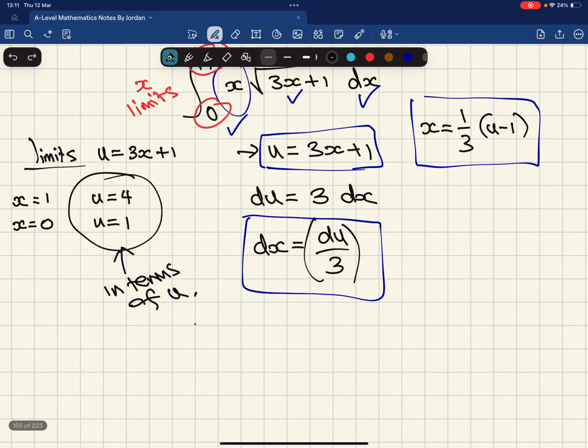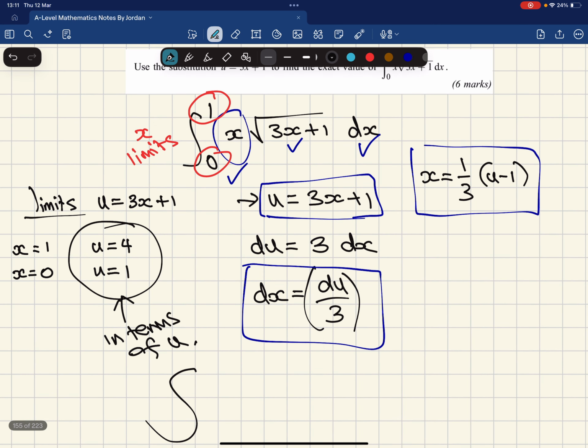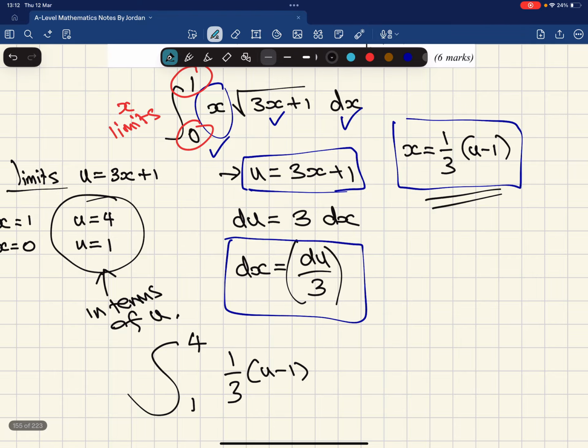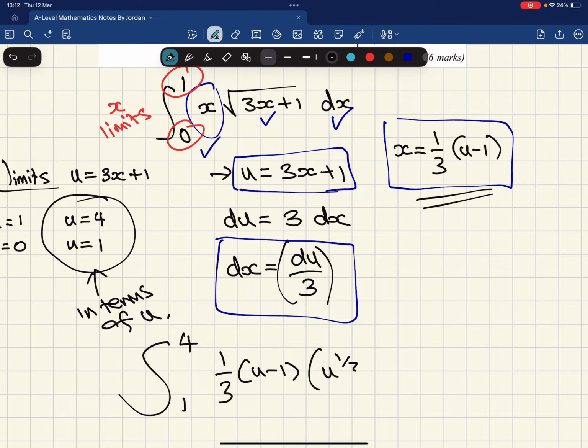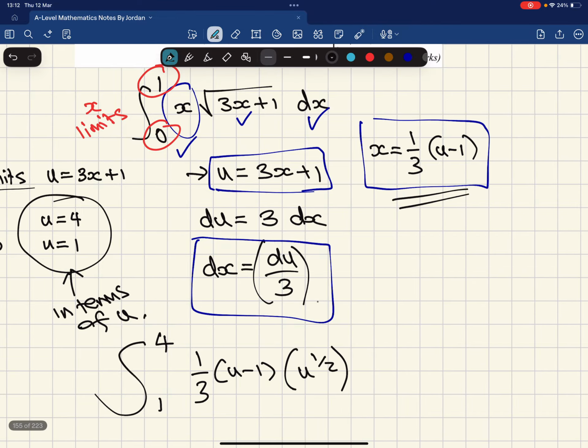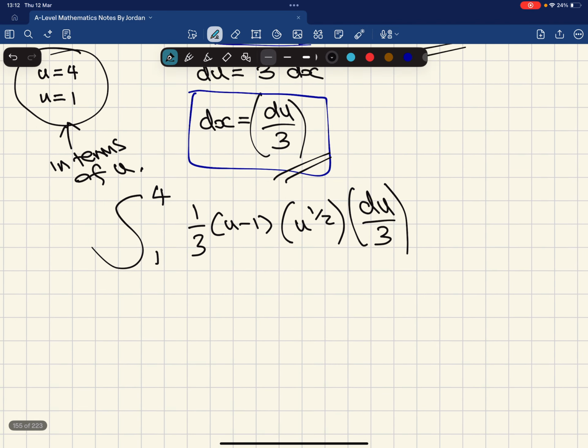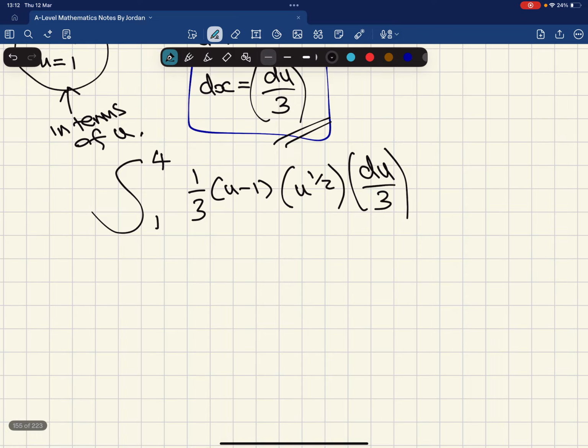Okay, so we're now substituting into this. So first thing, let's change the limits, which are now 4 and 1. X, remember, we have this, so we're going to write 1/3 u minus 1 in place of x. 3x plus 1 is u, but with a square root on top, that will be u to the half. And dx, remember here, is du over 3. So 4 things to worry about. Let's put those back on.